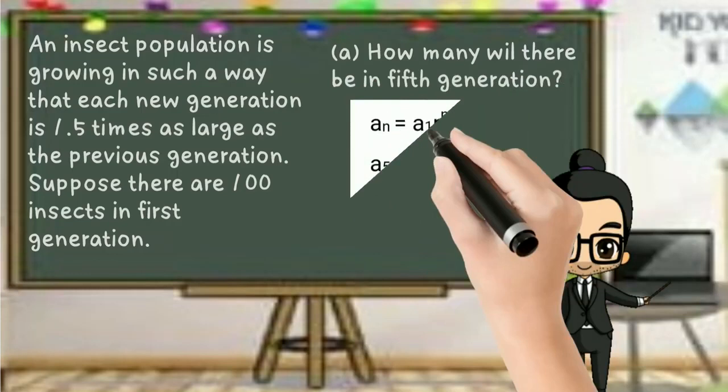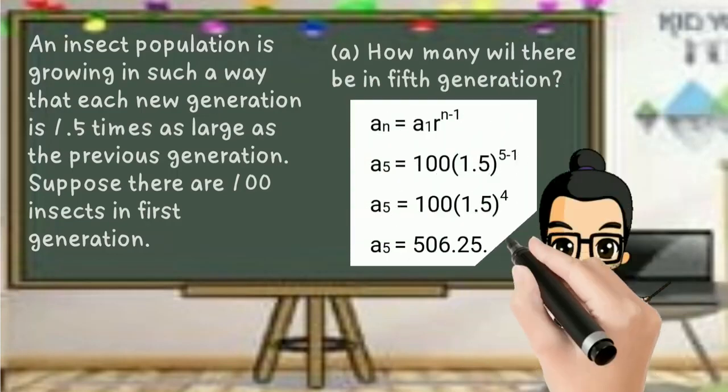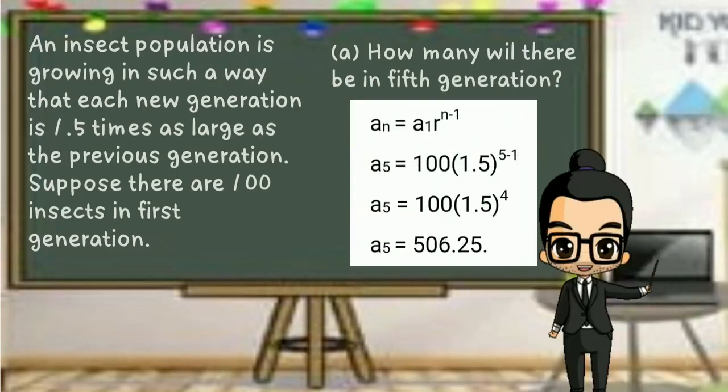So we find the answer by using the geometric sequence formula, which is an equals a1 times r to the power of n minus 1. So we just need to substitute the value of n, which is 5, the value of a1, which is 100, and the value of r, which is 1.5. And we will get the answer, which is 506.25. However, because these are insects, we just put the answer as 506.